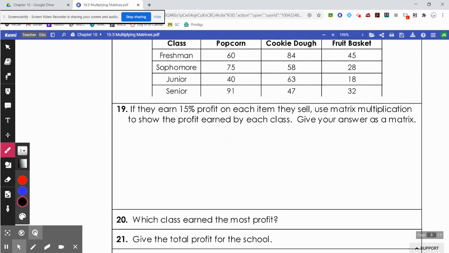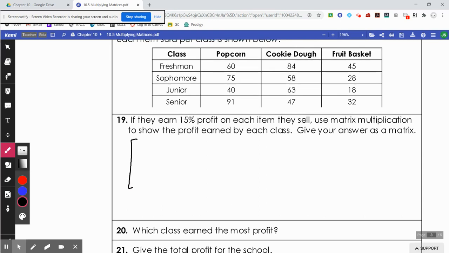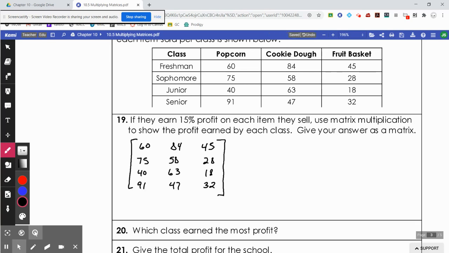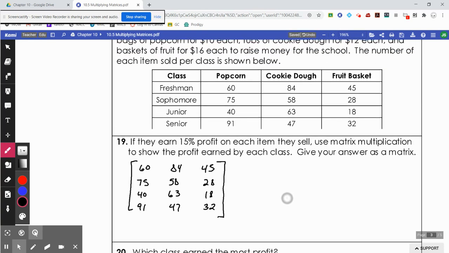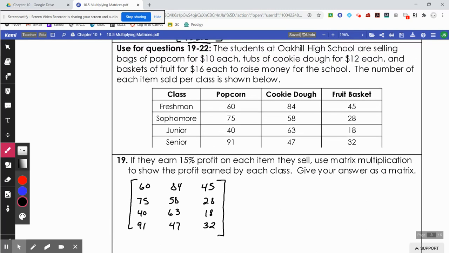So let's start out by creating a matrix that represents what each class sold. So the freshman class sold 60 popcorn, 84 cookie dough, and 45 fruit basket. And let's continue on and finish out this matrix. So there's the matrix representing what each class sold. Now they're going to earn, let's go back and look at it, 15% profit for each item that they sold.